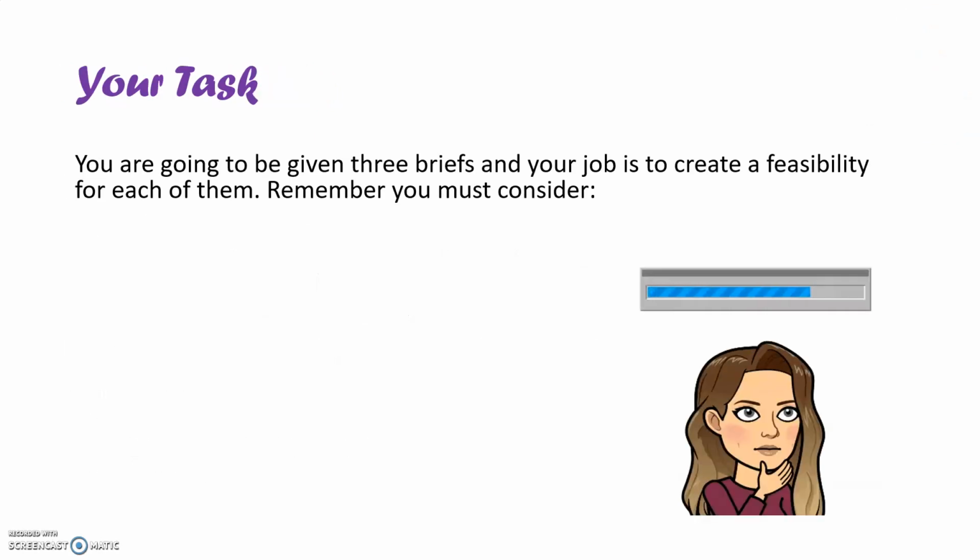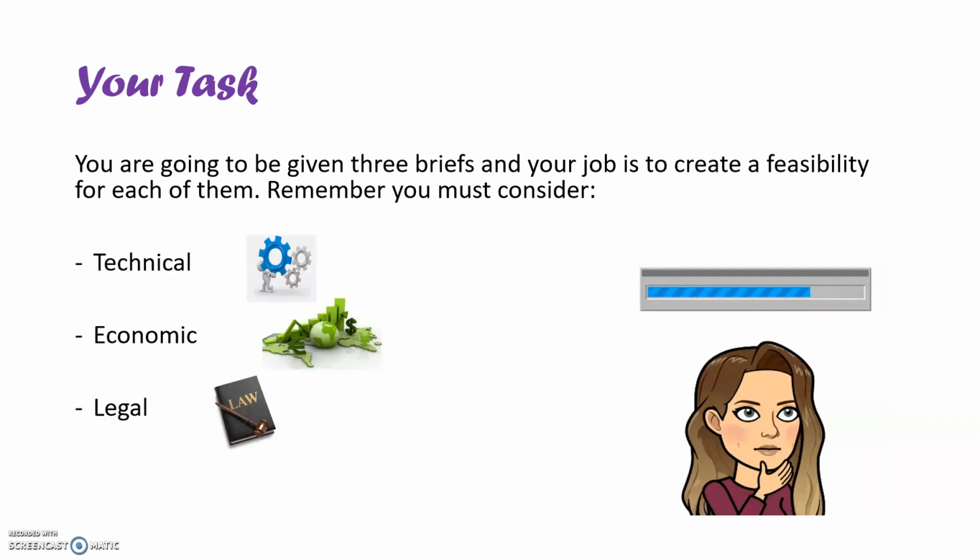Okay, so your task is obviously to try and create some feasibility studies. However, they're not going to be anywhere near as hard as what that sounded, okay? I've done an example for you so you can see. But one thing to remember is when you're doing feasibility studies, you have to look at the four main sections. You have to look at technical, economic, legal, and time. Okay, so here's the example that I gave myself.